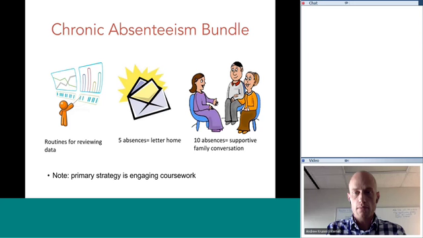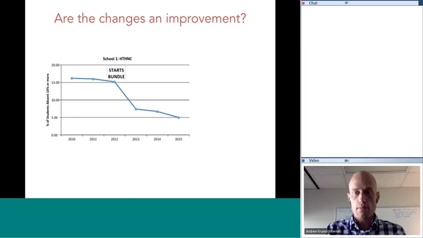Whenever they talk about this, which I really respect, they always talk about their first strategy for reducing chronic absenteeism: making sure that the coursework is really engaging, right? That's central to their course, so they always start with that. But in addition, the school had a routine for reviewing the data, and when students got 5 absences, they got a letter home, and when there were 10 absences, they got a supportive family conversation. So the school had tried this, and this is High Tech High North Campus.